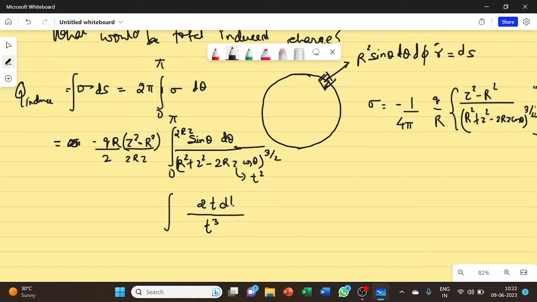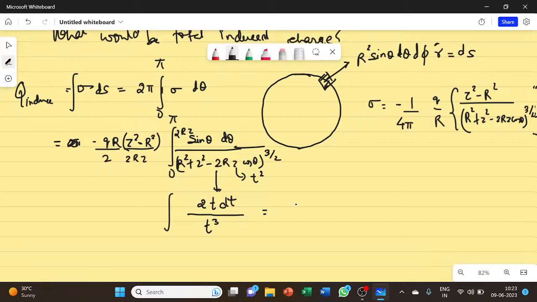2t dt. See, if I differentiate this term inside, r square would go to 0, z square would go to 0 with respect to theta. If I differentiate, this will become minus 2rz cos theta, derivative is minus sin theta. So 2rz sin theta d theta will become 2t dt. This is what I'm doing.